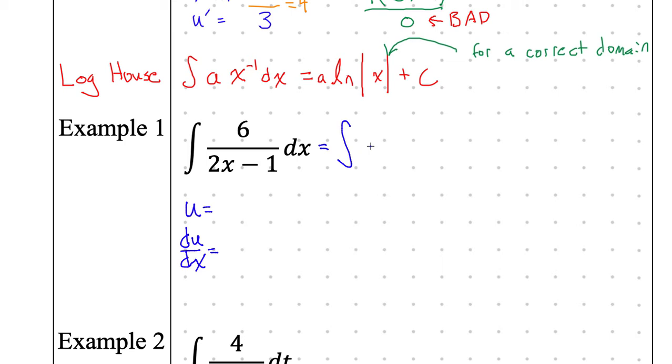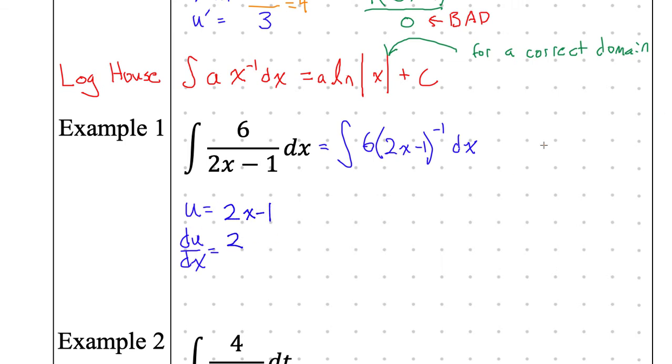So this is going to be the integral of 6 times the quantity of 2x minus 1 to the power of negative 1 dx. And that's kind of the telltale sign. Oh, I have a power of -1. I'm probably going to be using this log rule. So our u is 2x minus 1. Now I take the derivative of that and I get 2.